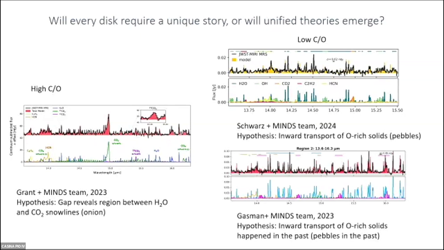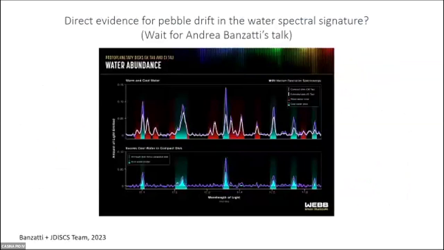So this starts to get a little bit complicated, right? And so I'm really curious to see whether every disk is going to need its own unique story, which is a little bit unsatisfying. And so I'm really curious to see what sort of unified theories will emerge. And I think we're going to see this soon. There's at least two kind of overview papers that are in progress. There's also another approach to looking at pebble drift, which Andrea Bonsati will tell us about next. So I won't dwell on this except to tell you that he's going to tell you all about this beautiful figure here, which might be a direct piece of evidence for pebble drift.